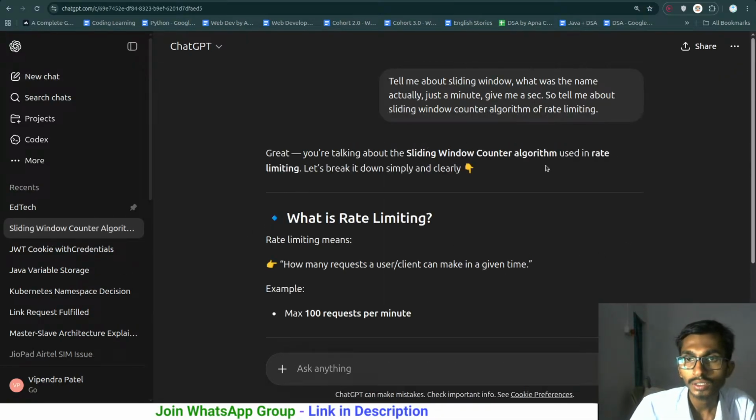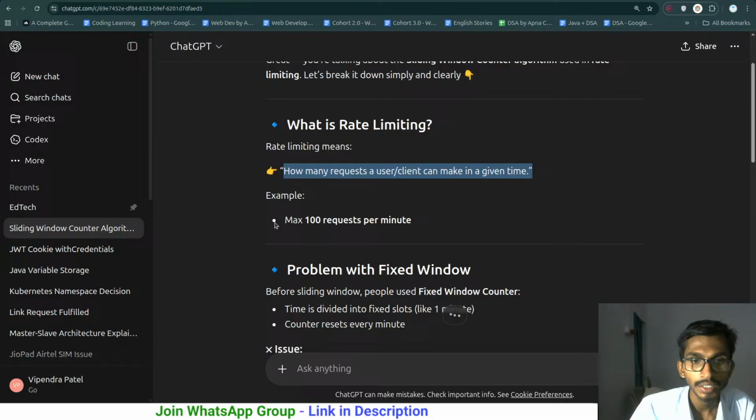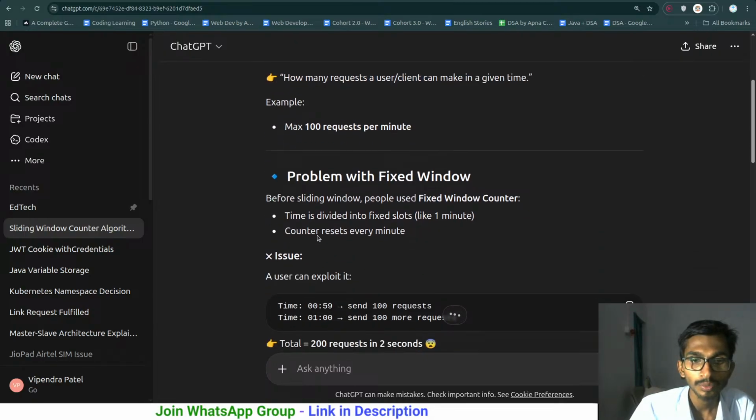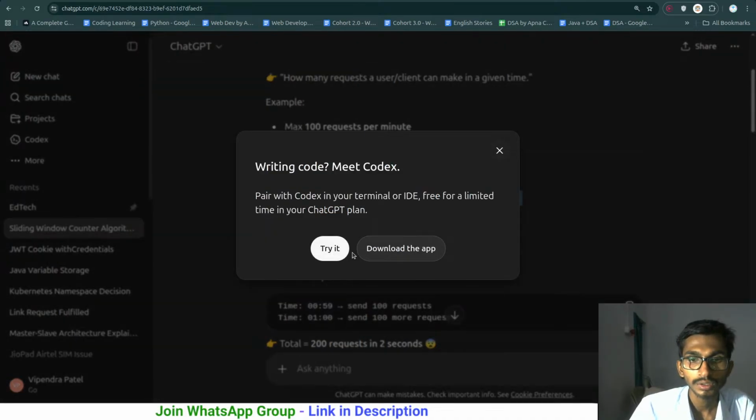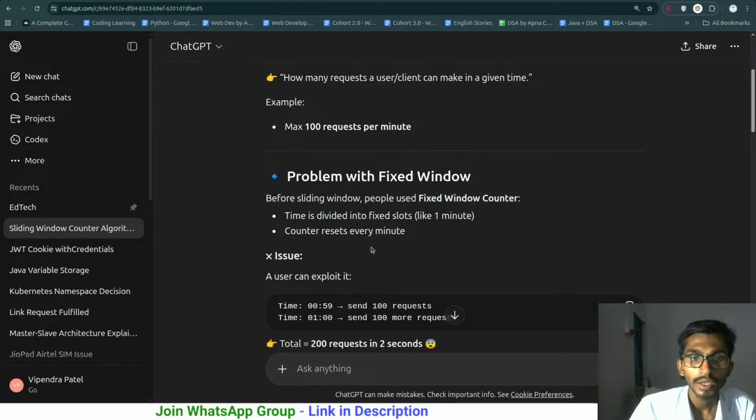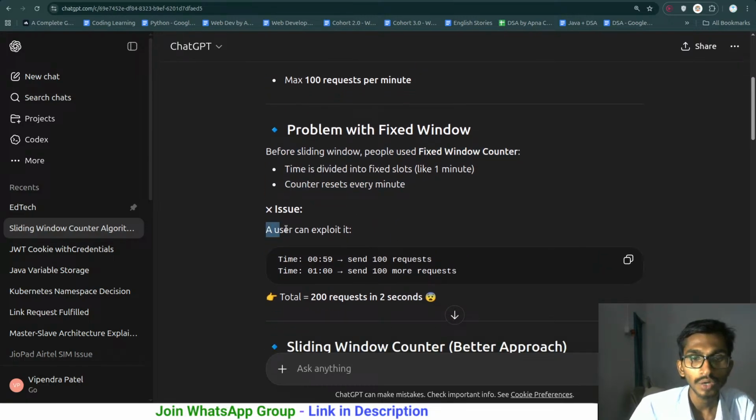It says sliding window algorithm is used to rate limit. So rate limiting means how many requests a user can make. That's right, max 100 requests per minute. Problem with the fixed window. We have already talked about it. Before sliding window, people use the fixed window. The time is divided into fixed slots, like 1 minute. Counter resets every minute. Issue a user can exploit.